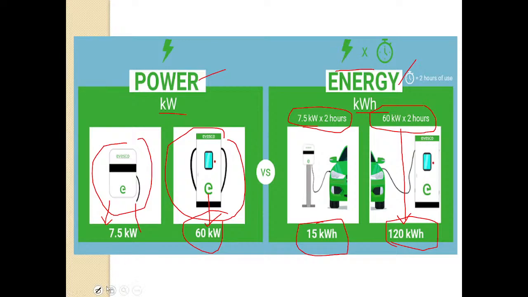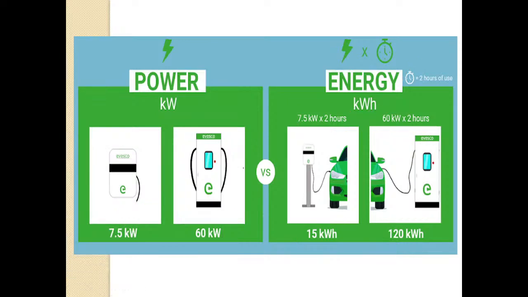So depending on the number of hours the electrical goods operate, the energy consumption will change. The energy consumption will change depending on the number of hours the electrical good is being operated, turned on, or utilized.